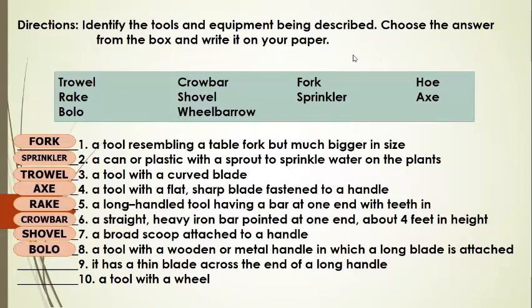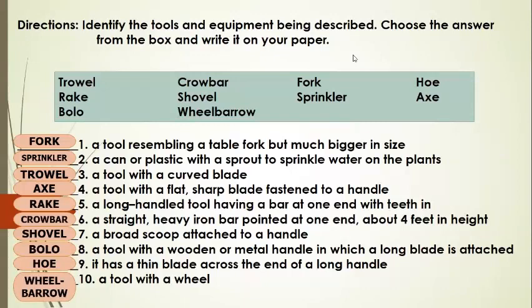9, it has a thin blade across the end of a long handle. So this time, a thin blade across the end of the long handle. What do you think? This is hoe. 10, the last one. It is a tool with a wheel. This is the only tool with a wheel or an equipment with a wheel so that you can carry heavy objects. And this is a wheelbarrow.